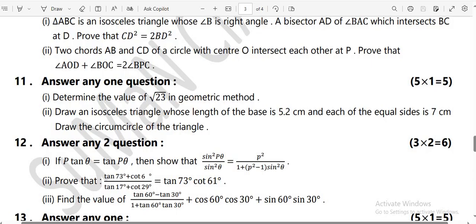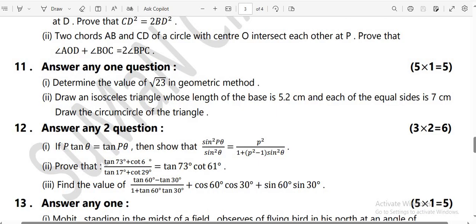Question number 2. Prove that tan 73 degree plus cot 61 degree by tan 70 degree plus cot 29 degree is equal to tan 73 degree into cot 61 degree.